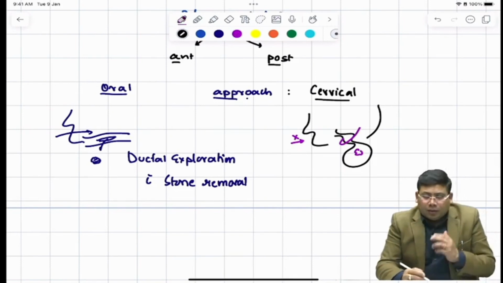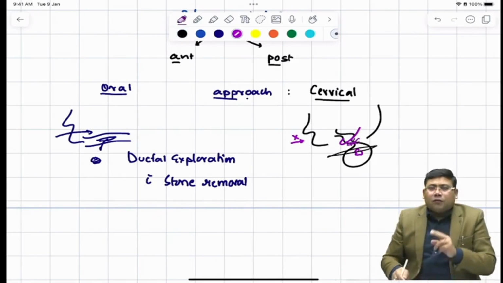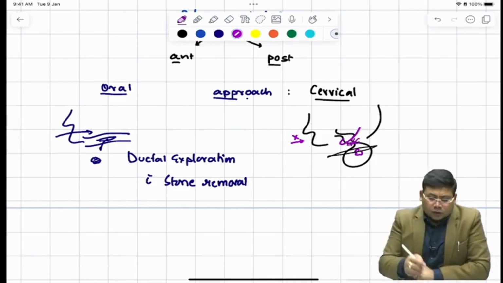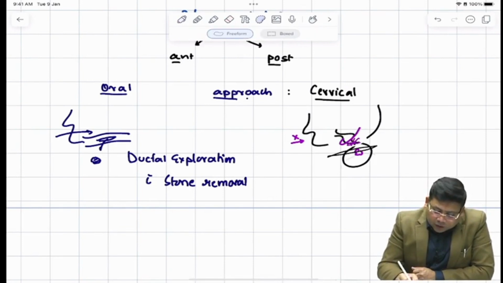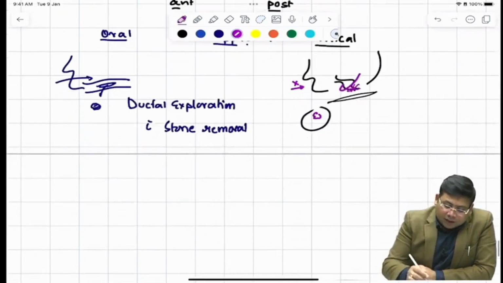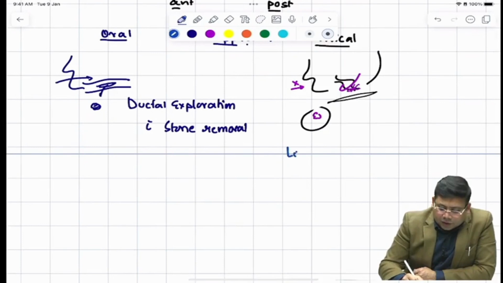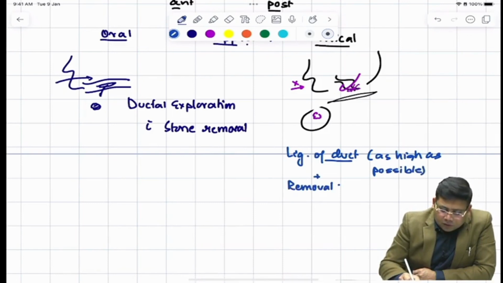Hence 2 cm below the mandible you will make an incision over the submandibular gland. Ligate the duct as high as possible, because if you don't ligate the duct, there is a risk of fistula. Then you will have to take out the duct, the gland and the stone. So remember, cervical approach: ligation of the duct as high as possible under vision, plus removal of the gland with the stone. This is very important.